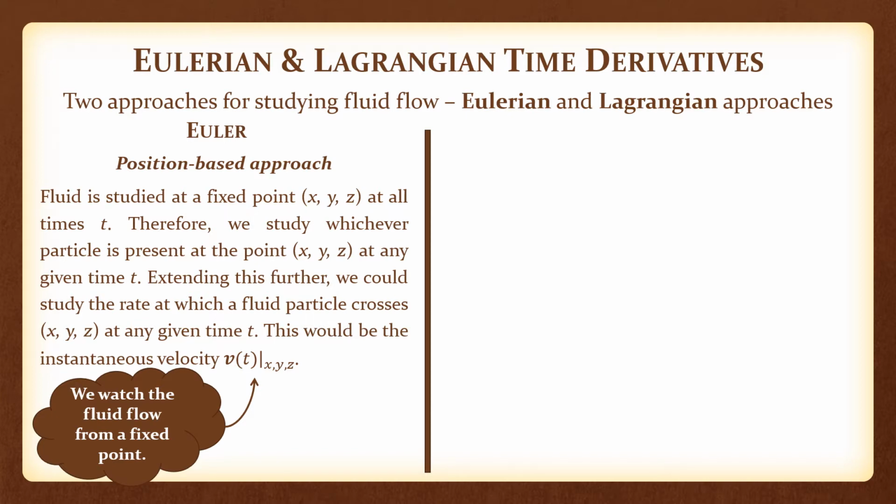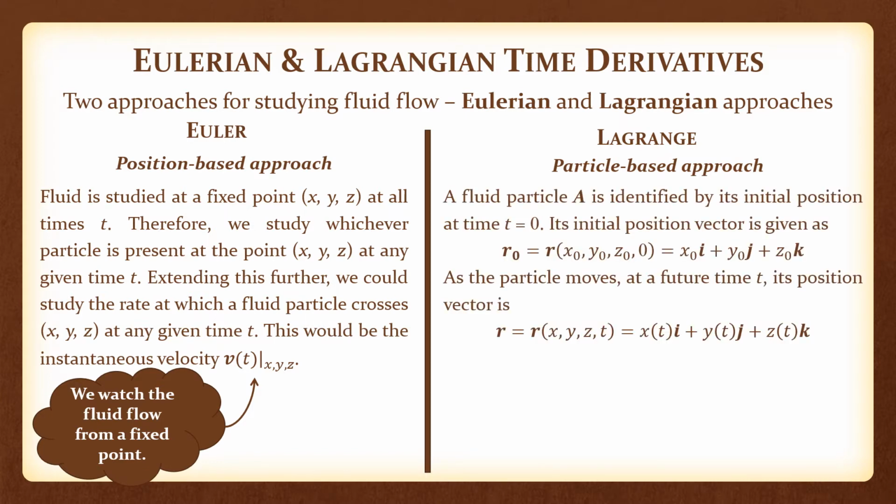The other approach is the Lagrangian approach. Lagrangian approach is a particle-based approach. Rather than fix the position and look at what particle comes and goes, we fix the particle. And then we move along with that particle, however that particle goes. So suppose a fluid particle A is identified by its initial position at time t equal to 0. Now notice, I have first given an identity for the particle. I have called it A.